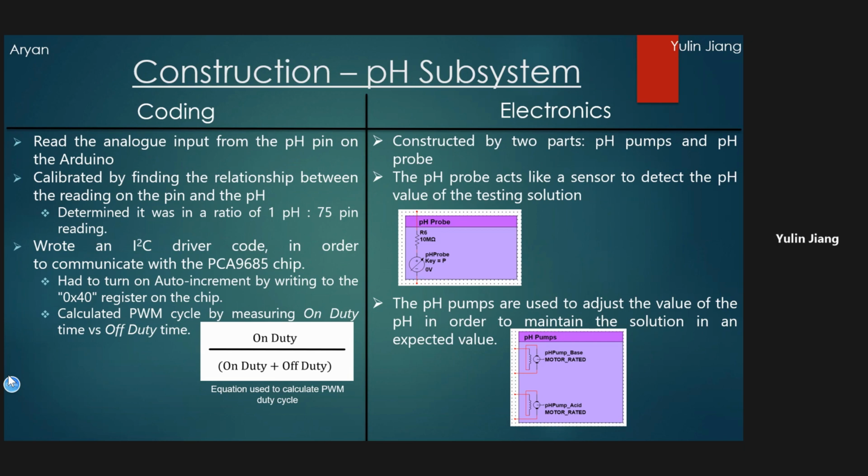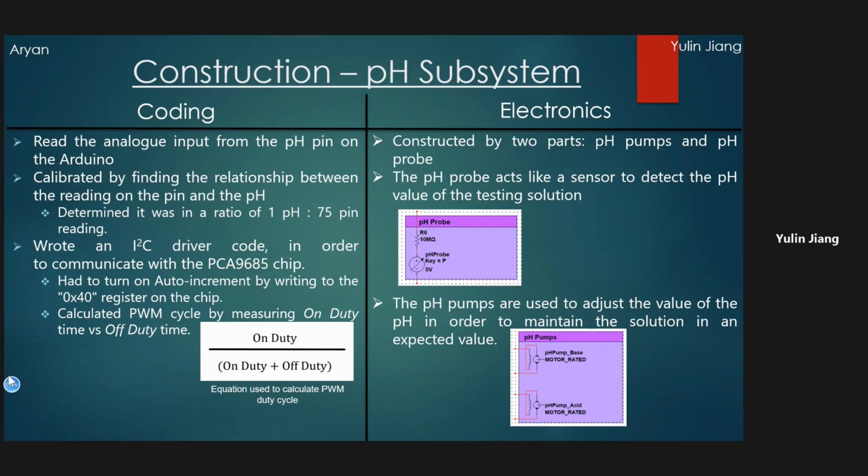Next. For the Multisim, it has a pH probe and the pH pumps. The pH probe is a high impedance device and acts like a sensor. It detects the pH value of the testing solution. In this part, it consists of a 10 million ohm resistor and a voltage source. We can change the voltage source from 0.6 volts to negative 0.6 volts.